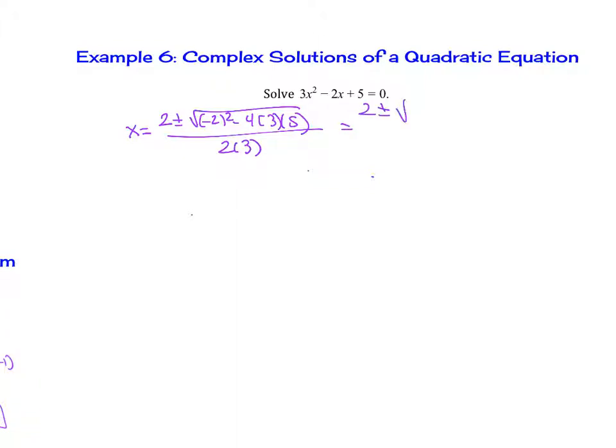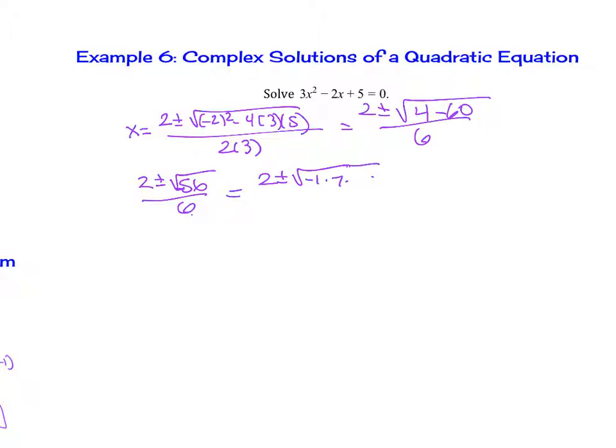So 2 plus or minus the square root of 4 minus 4 times 3 is 12, 12 times 5 is 60, all over 6. So it's 2 plus or minus the square root of -56 over 6. We need to simplify 56. So let's separate the -1, times 7 times 8. So that's 4 times 2, all over 6. So when this simplifies, this is 2 plus or minus 2i square root of 14 over 6.